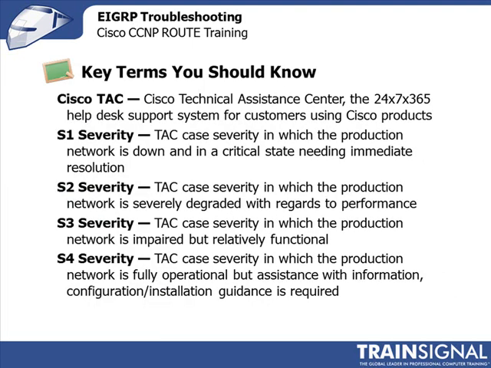So some terms you should know. Cisco TAC, the Cisco Technical Assistance Center, is used for Cisco products 24/7/365. It's essentially the help desk support system. S1 severity is a severity in which the production network is down and in a critical state and needing immediate resolution. S2 is the network is severely degraded as far as performance is concerned. S3, the network is up and it's running, but it's impaired though functional. And S4 is fully operational, but it's more of a configuration and assistance type of severity.